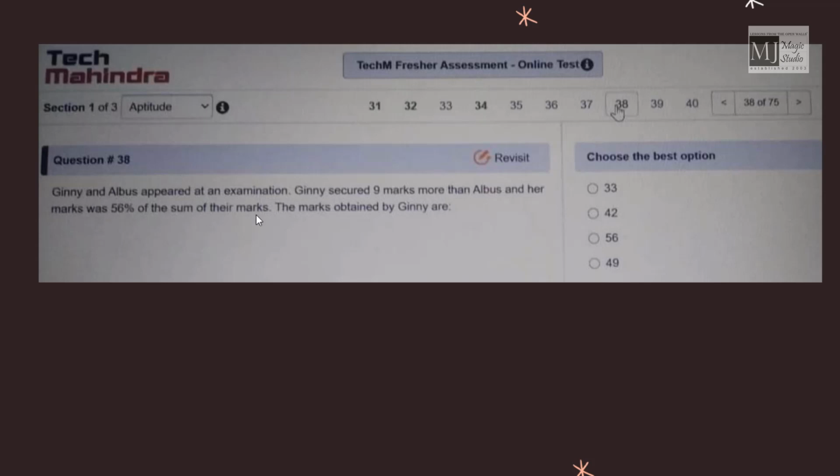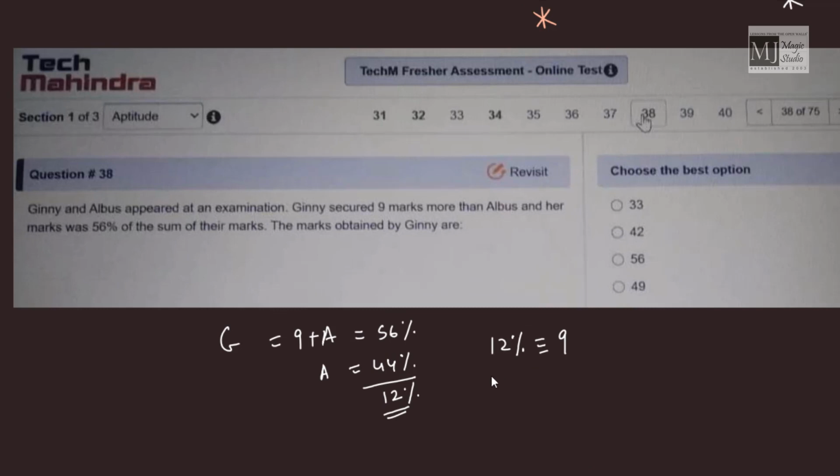G and A appeared at an examination. G secured 9 marks more than A, and her marks were 56% of the sum of their marks. That means A is 100 minus 56, 44%. The difference between these two is 12%. That means 12% of the total marks is equivalent to 9 marks, isn't it? The marks obtained by G are 56%, so that would be 9 by 12 into 56. So 3 into 14 is 42.